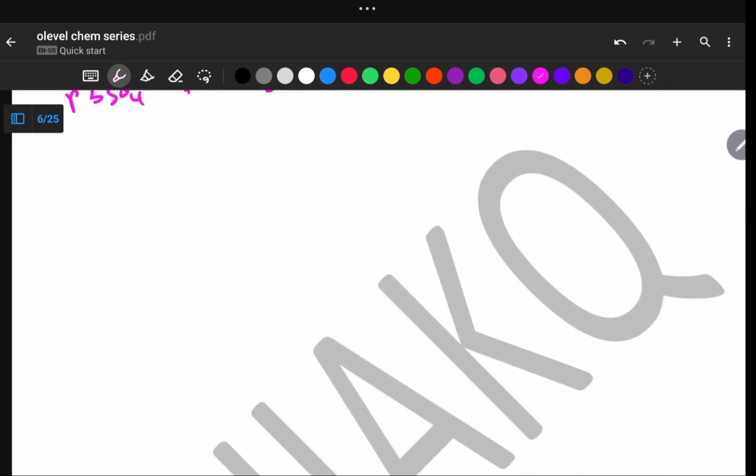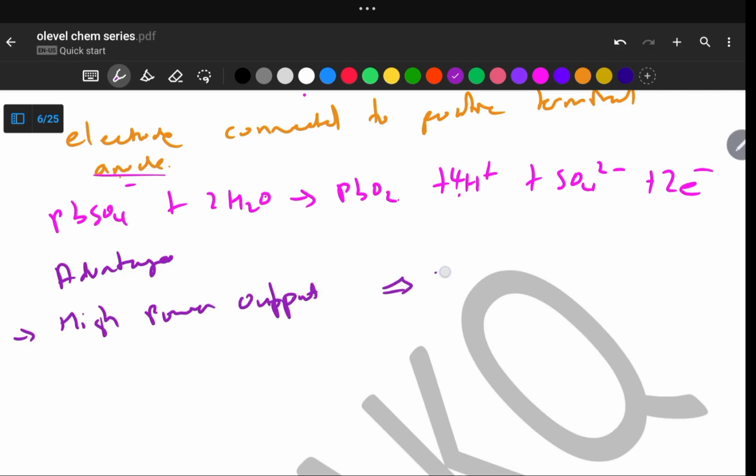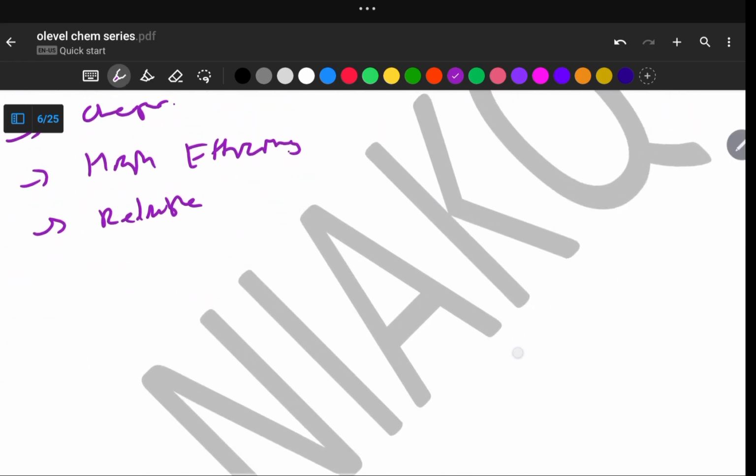And you also need to understand the advantages and the disadvantages, right? The advantages: high power output, since we said we are going to have an output of about 2 volts. And then it is cheaper, since it is rechargeable. And also you can say high efficiency. And then you can also say that it is reliable, right? And then we go on to the disadvantages.